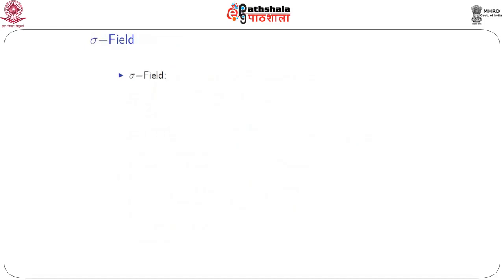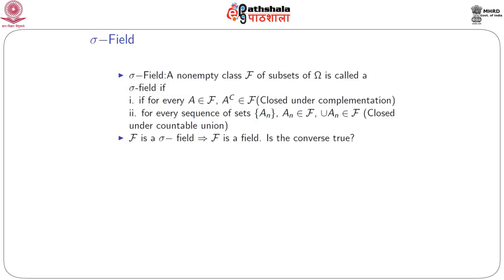Once we have the notion of field, now we want to extend this notion to what we mean by sigma field. Well, sigma field is definitely a field. It is a non-empty class script F of subsets of omega. We call this a sigma field if, like a field, it satisfies two conditions. The first one is the same: it should be closed under complementation. That means, if A belongs to script F, then A complement will also belong to script F, that we have seen in the previous case also.